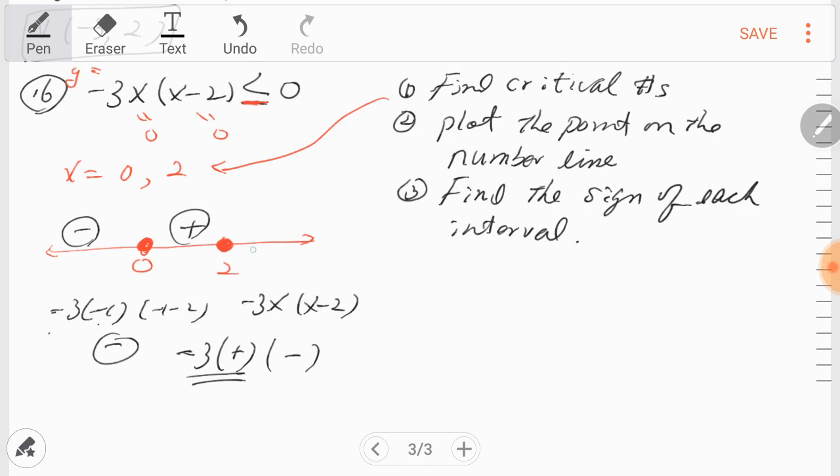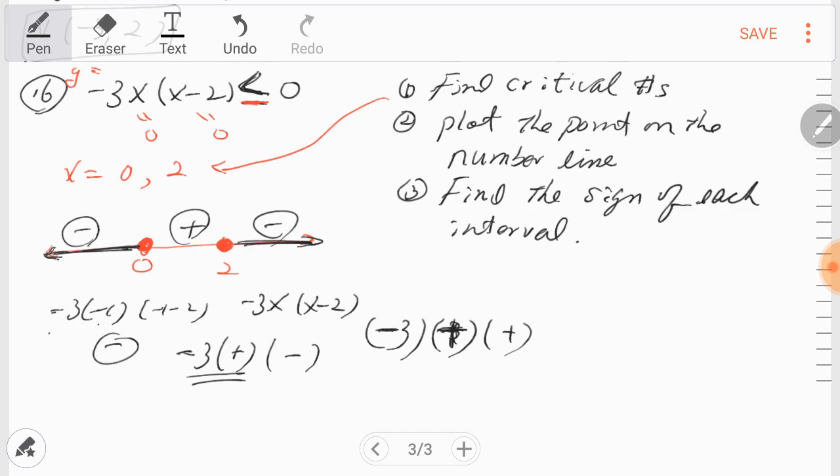Okay, how about the third interval? So let's try 3. So negative 3 times 3 is negative, and 3 is positive, and 3 minus 2 is positive. Right? 3 minus 2 is positive. So the result is negative times positive is negative. So this area is negative. And now, since we found the sign of each interval, match. Which intervals are less than 0? Less than 0 means negative. So negative means the first interval and the third interval.